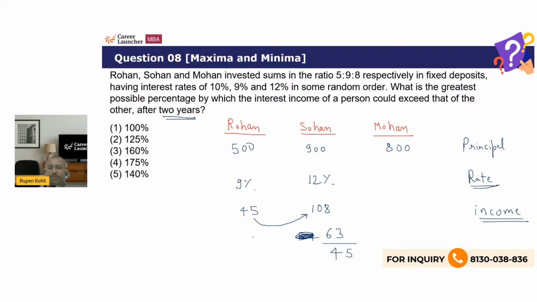So what is the percentage gain? How much percentage more has he earned? 63 on 45 into 100%. 9 into 7, 9 into 5. So this is 7 by 5 into 100%, which is what? 140. Right? So a question in which you have to decide how to allocate, right? So very simple logic. Maximum rate to the person who has put the maximum amount, minimum rate to the person who has put the minimum amount so that the gap is maximized.